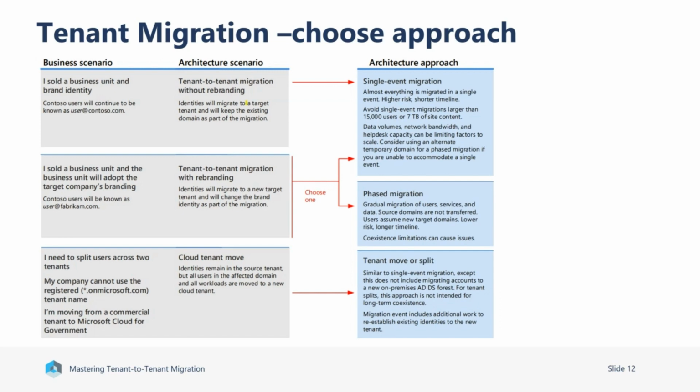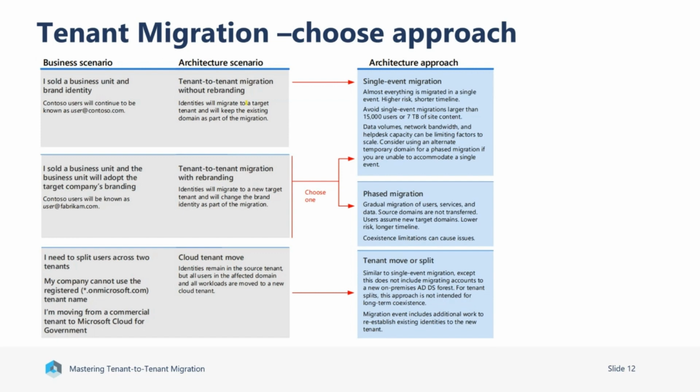Next is the phase migration. This is more of a gradual migration of users and services from source to target tenant. Source domains are obviously not transferred over. They can't coexist in tenancies at the same time, and users would just assume target domains for a short period of time. It's lower risk, but there are longer timelines, and there are also limitations with coexistence, when you've got things like mail forwarding between the user's old mailbox and the new mailbox. Although it's the same company, because they're two tenants, the mail is classed as external, and that can bring in other problems as well.